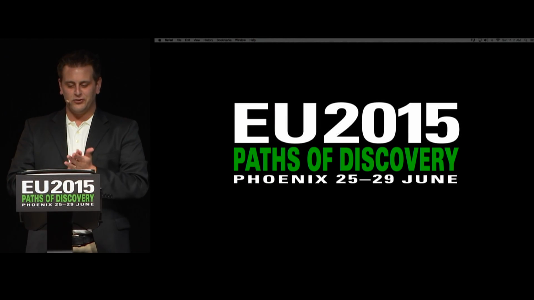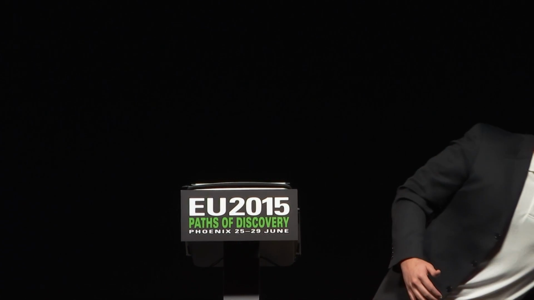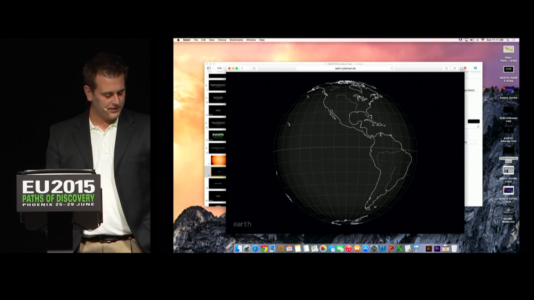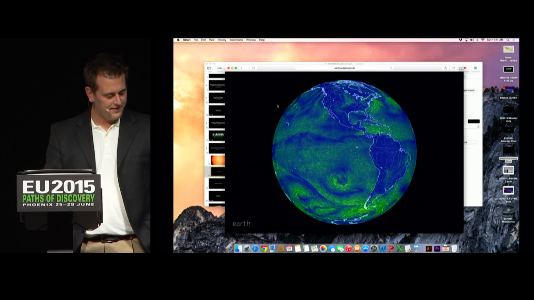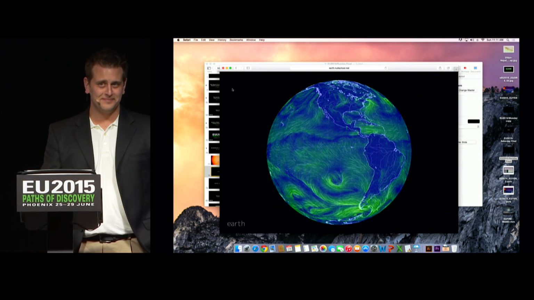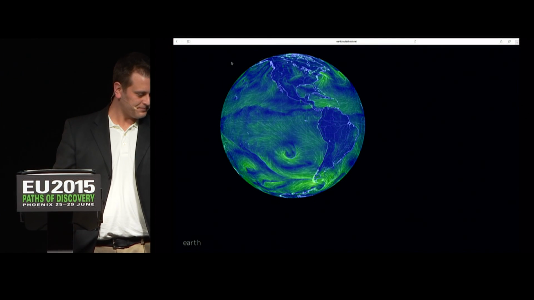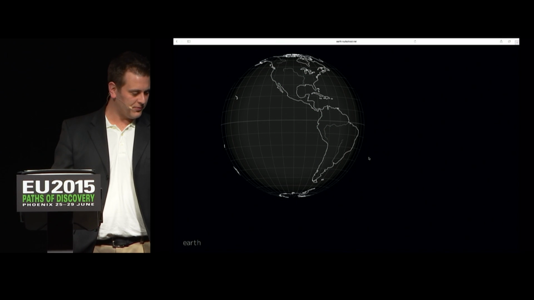Now, what I'm going to do here is go ahead and get earth.nullschool.net up here. Can we all see this? This is known as the Earth wind map. This thing's a little sensitive, we're having a mouse issue. Okay, so this is known as the Earth wind map, and you can basically look anywhere you want around the Earth.